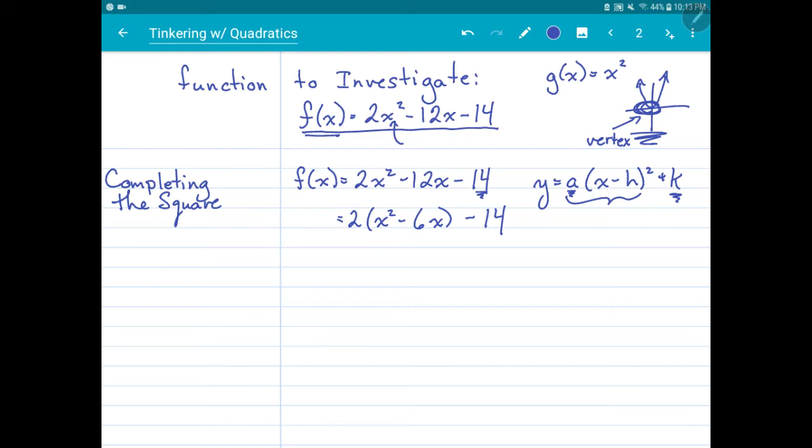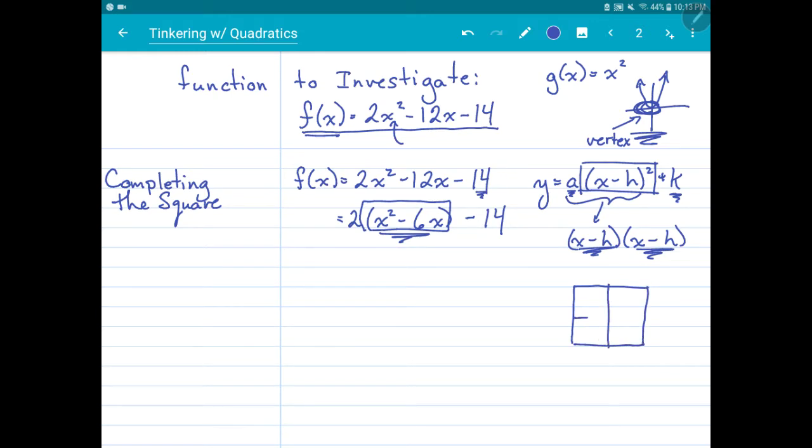Okay, now here comes the interesting part. So what I want to do is I want to get this part here instead of this part here. So lots of ways of thinking about this, but what I want to do is make this look like this for a second: x minus h times x minus h. And what you'll notice is that both of these are identical. Okay, right now we don't have anything like that over here. So what I'm going to do is just draw a square. I'm going to think about it in terms of a square. And right now I've got x squared in here. So I'm going to put that in this square here.